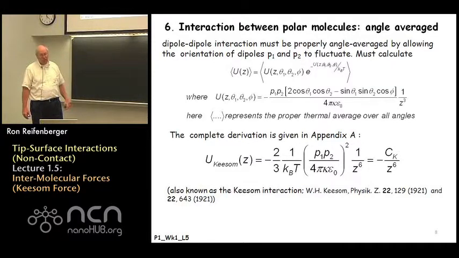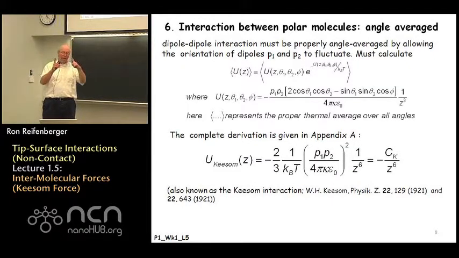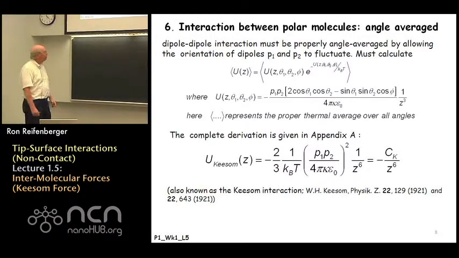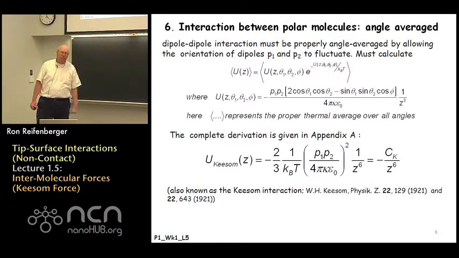He was the first person that worked this derivation out, and the interaction potential energy between two permanent dipole moments where the angles between the dipole moments are allowed to fluctuate due to thermal energy. Okay, the answer to that question, what is the interaction potential energy? The answer is given by minus 2/3 times 1 over k Boltzmann times T times the product of the dipole moments P1, P2 squared. And now we pick up a 1 over Z to the 6th dependence.